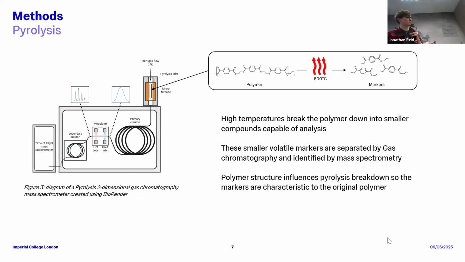So this is a brief description of pyrolysis. In general, it's quite simple. You take a polymer and expose it to very high temperatures, and this breaks the polymer down into smaller compounds that can be volatilized into a GCMS and separated. You can then put them through a time of flight mass spectrometer and use the mass spec to identify the marker compounds. This allows you to identify the polymer because the breakdown of the plastic material you're looking at is characteristic to the polymer it comes from. So you get very specific markers from certain plastics, and that's how you can identify and then quantify these mixtures.